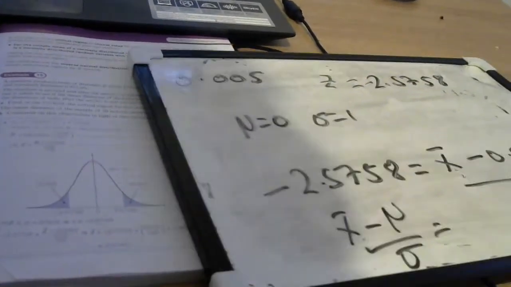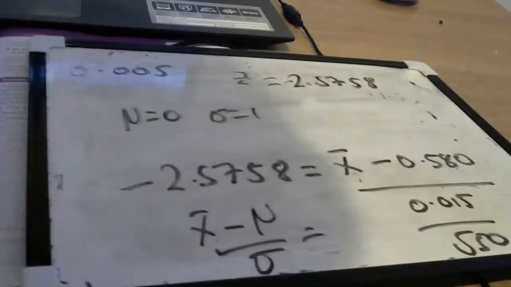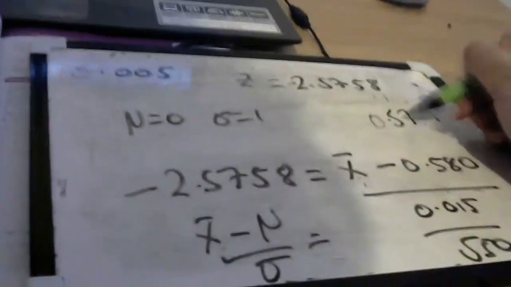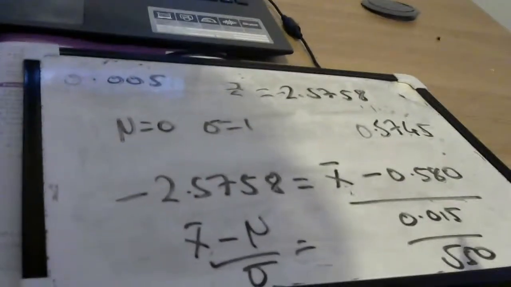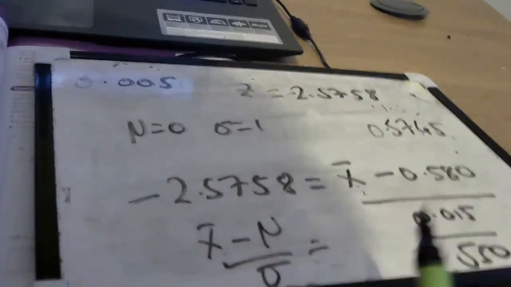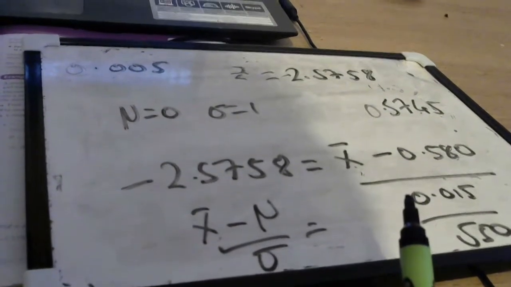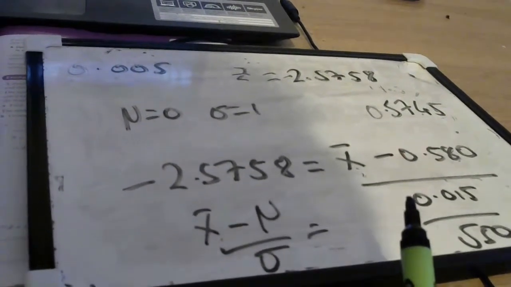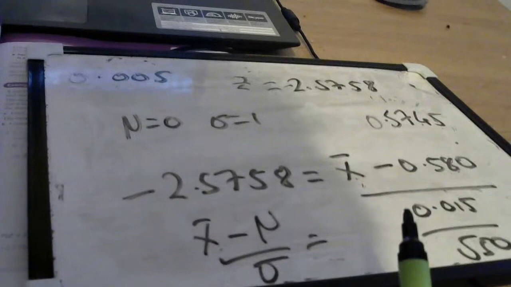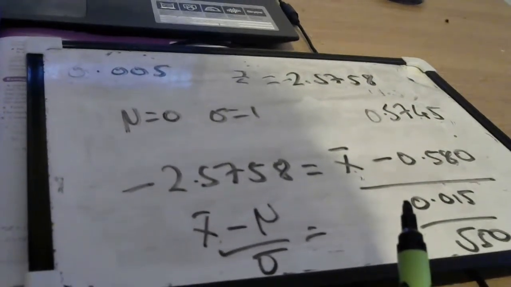Now the textbook informs me that this number is 0.5745, your final answer. Would you care to confirm that for me? So 0.5745 is your final answer. Please let me know if you've got that. So all you need to do is find what x bar is.